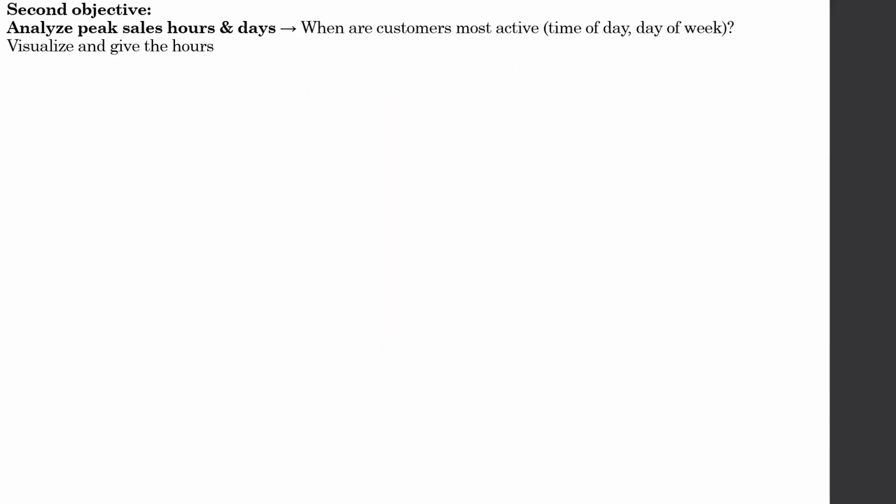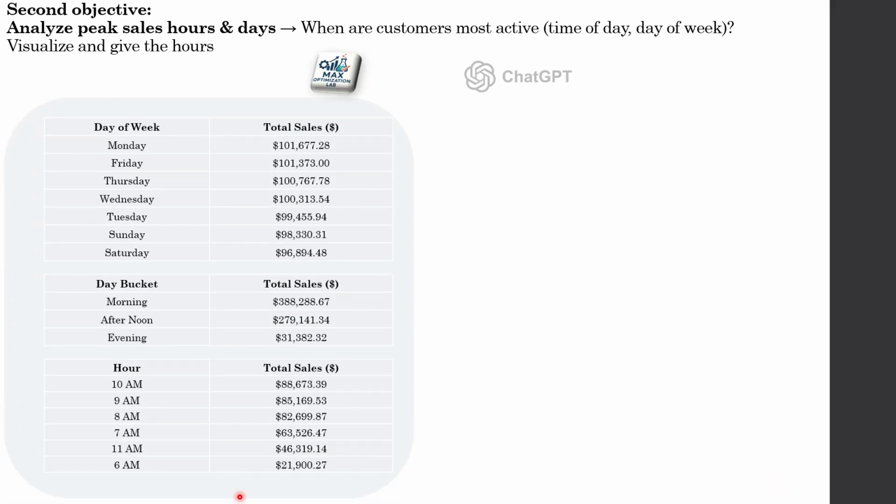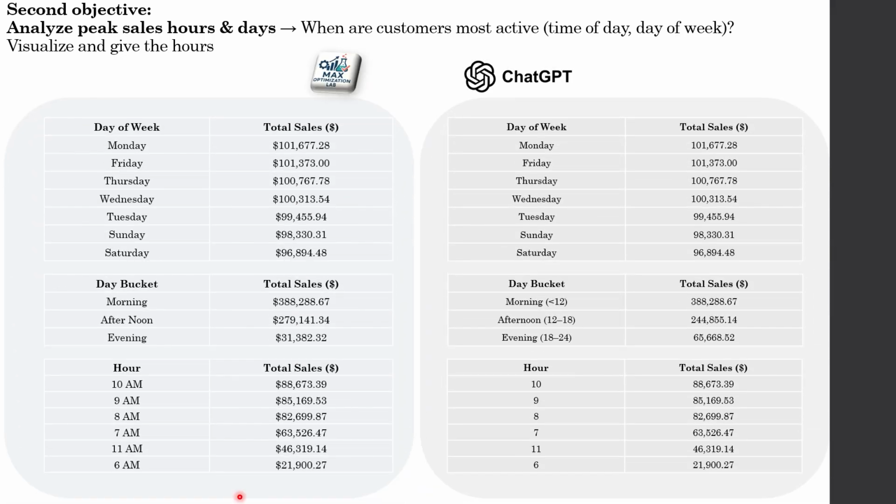Moving on to the second objective, here we're analyzing peak sales hours or days. Let's first look at my own answers, and now let's see how ChatGPT scores here. As you can see, we have almost identical answers in the second objective as well, but there is a mismatch in the bucket section. I assume this is because of the range that we have. For example, here ChatGPT might also calculate the hour of 12, whereas in my calculations I didn't. So be careful with the ranges whenever you're analyzing your data with ChatGPT.